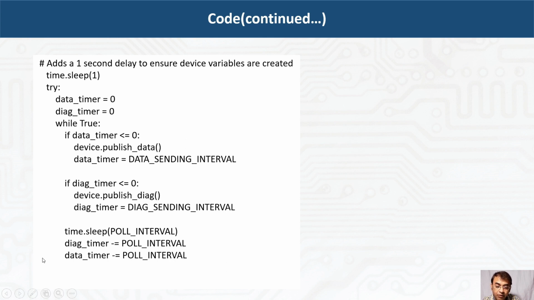So guys, you can see device.publish_data, device.publish_diagnostic. If data_time is less than or equal to 0, that is the most important thing. Okay, data sending interval. Okay, similar for the other one also.